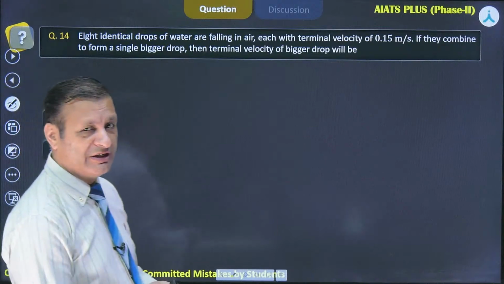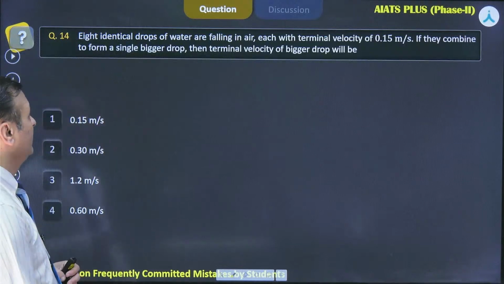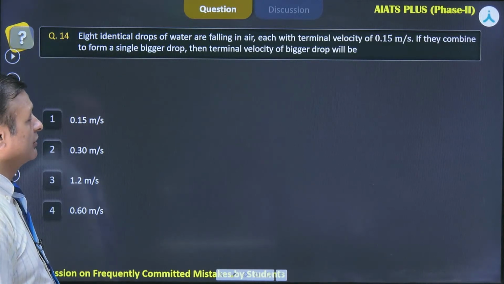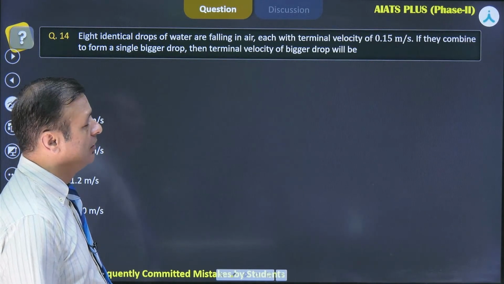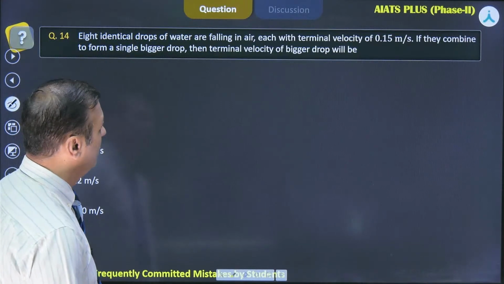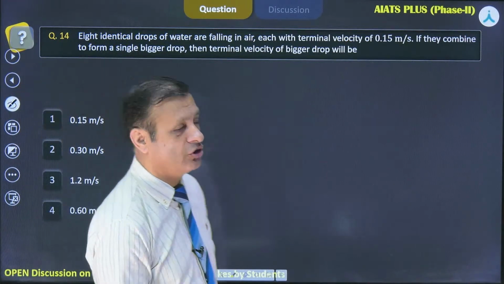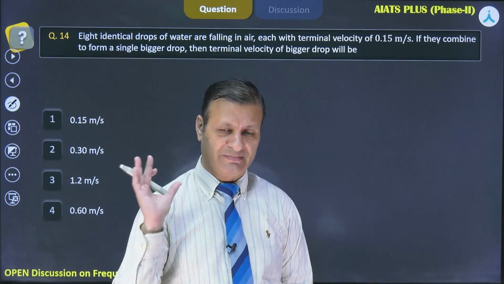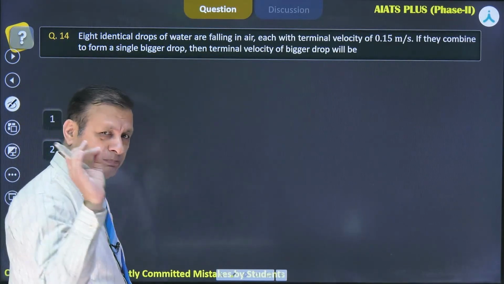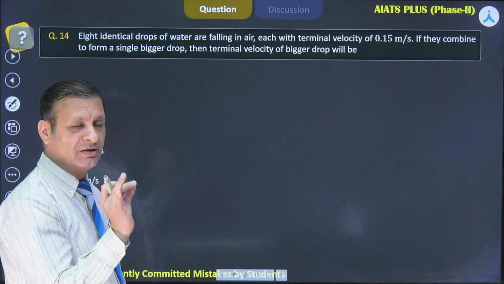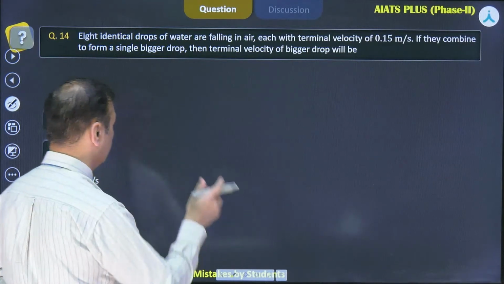Now the next question is quite interesting, and this is from the liquid part. 8 identical drops of water are falling in air, each with a terminal velocity of 0.15 meter per second, and if they combine to form a single bigger drop, then the terminal velocity of the bigger drop will be. Now, first I would like to give you a brief conceptual discussion of when the body will acquire the terminal speed or terminal velocity.